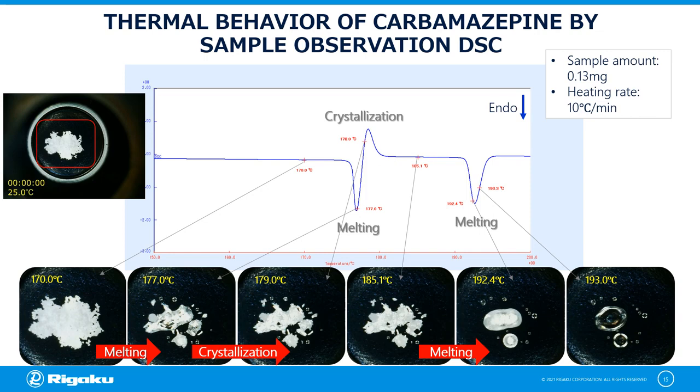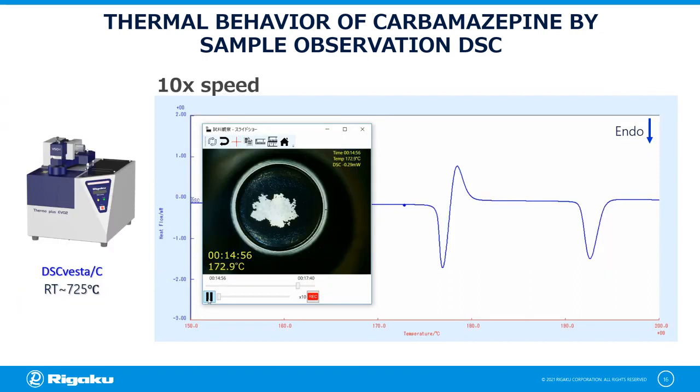Then immediately at 179 degrees centigrade, the transparent part has changed to white, and we can see that it was crystallized. Therefore, we can conclude that the 177 degrees centigrade endothermic peak is a melting of Form 1 and then recrystallized into the high temperature stable phase. Also, from the sample image, we can clearly confirm that the endothermic peak at 193 degrees centigrade is melting. Here is the video of the thermal behavior of carbamazepine by sample observation DSC that I have discussed earlier.